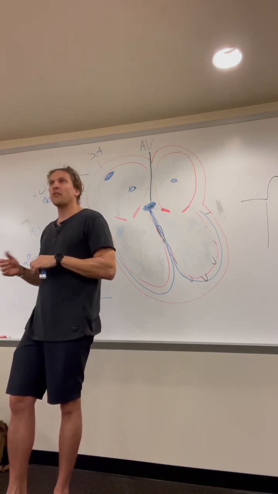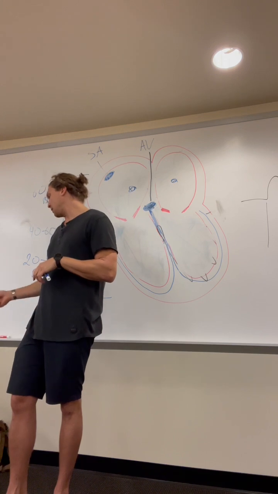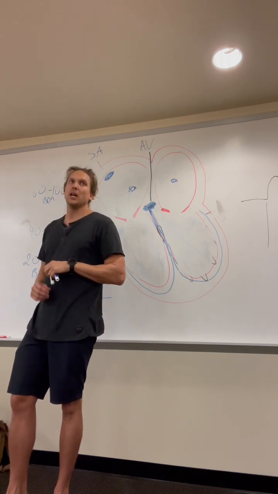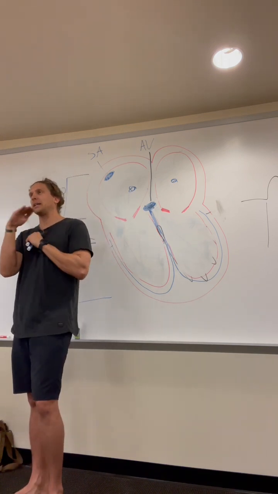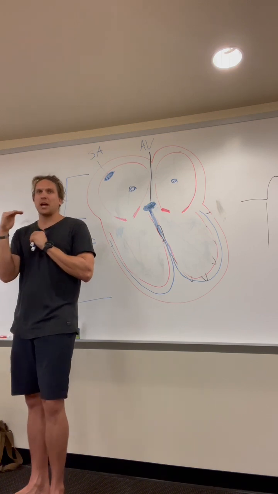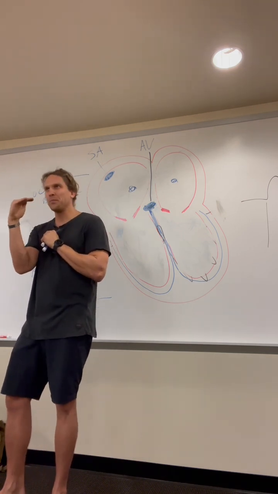Rhythm, is there a P for every QRS? P QRST, P QRST, P QRST? Yes. Now you'll see on that line, it's called the isoelectric line, when the electricity turns back to normal.